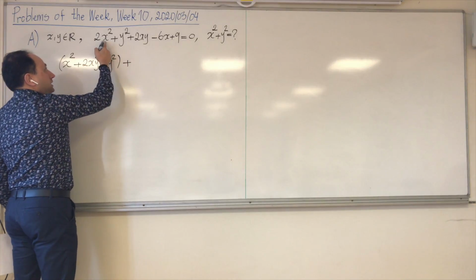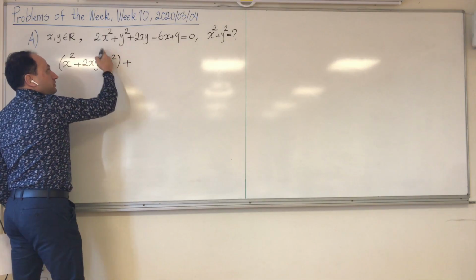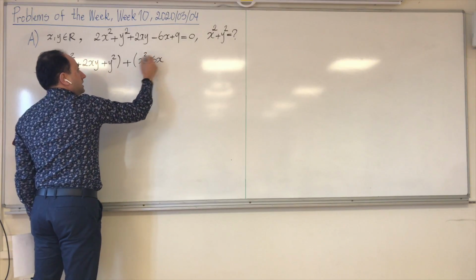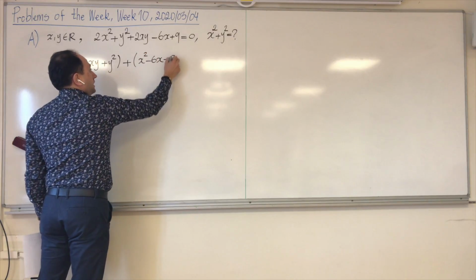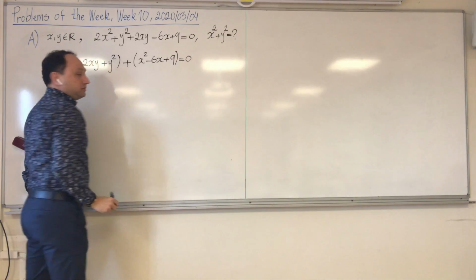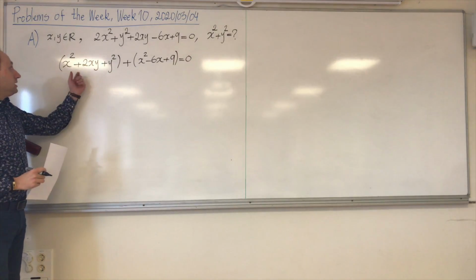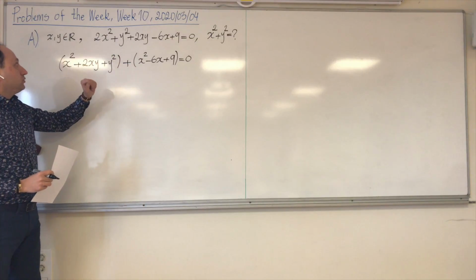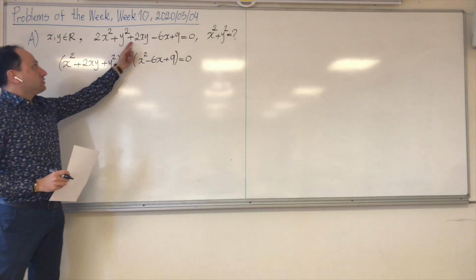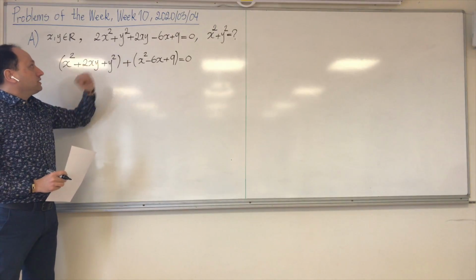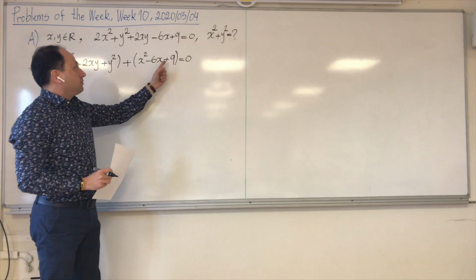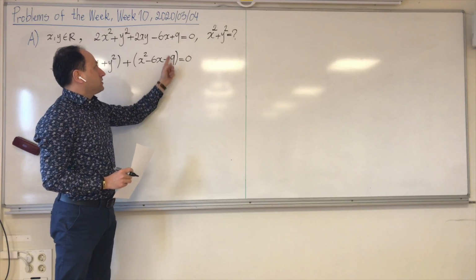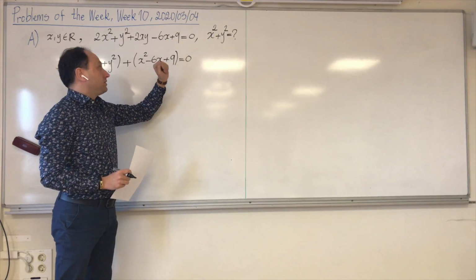Then one of these x squared, which is left, I take it and write it next to 6x, and then I have 9 at the end equals 0. So let us double check. X squared plus x squared is the same as 2x squared. 2xy is 2xy, y squared, minus 6x and positive 9.